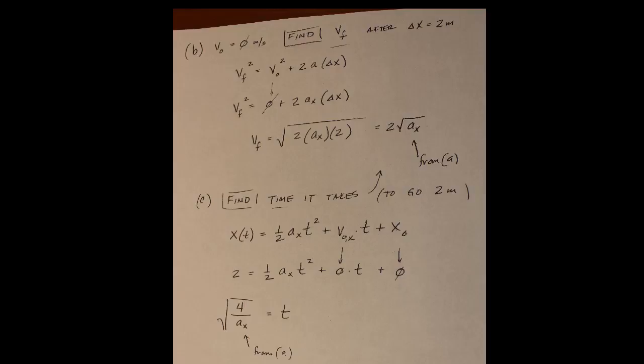And we know the final position was 2. And we know what the acceleration was. So again, some simple algebra and solve for the time. Showed you the equation, you plug in the numbers that we got from part A, and you're good to go.